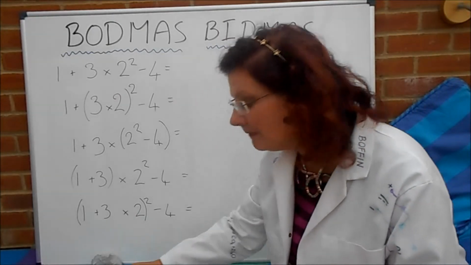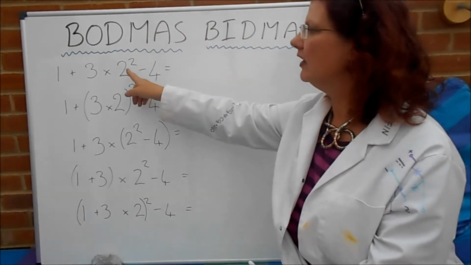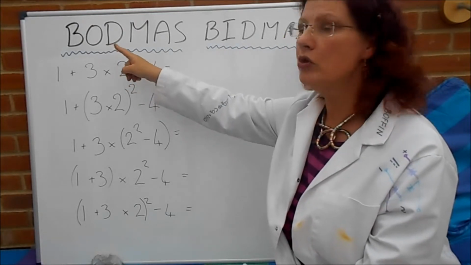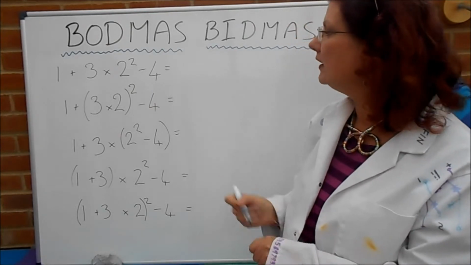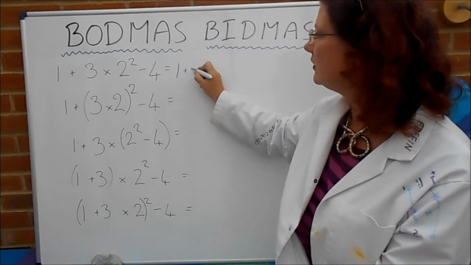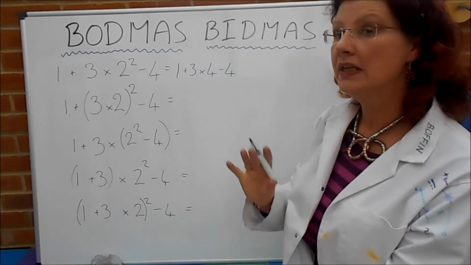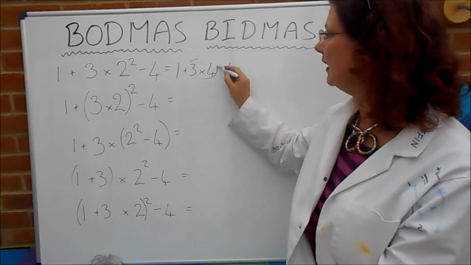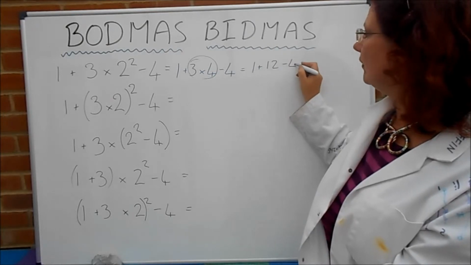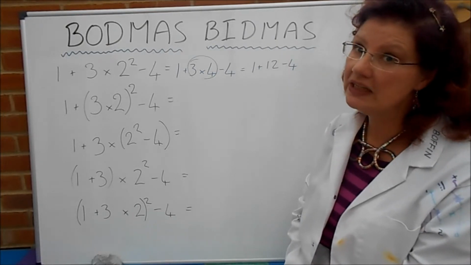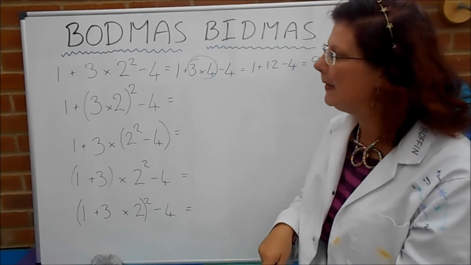Welcome back. Here we go with the answers. So for the first one, Bidmas says, well, there's no brackets, but then there's order or index, which means do the squared bit first. So that comes out to 1 plus 3 times 4, take away 4. Next bit we do is the multiply, that's this bit here. So that comes out to 1 plus 12, take away 4. 1 plus 12 is 13, take away 4, 9. 9 is the answer for that one. We should have got 9 there.